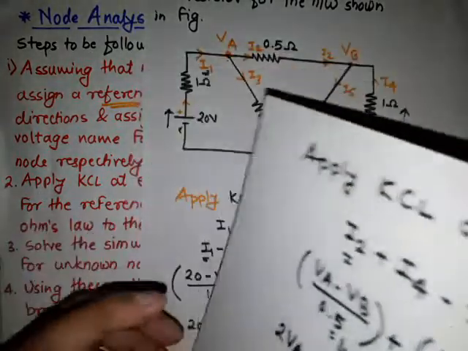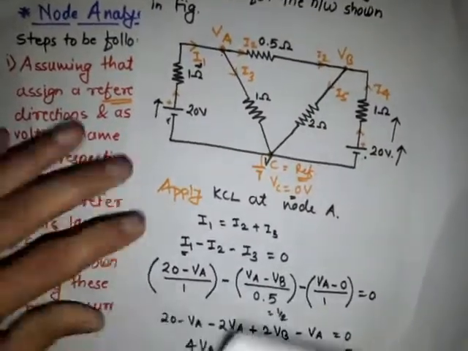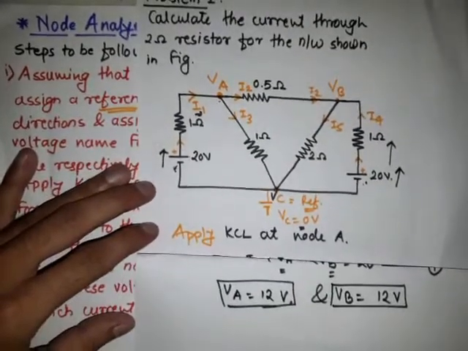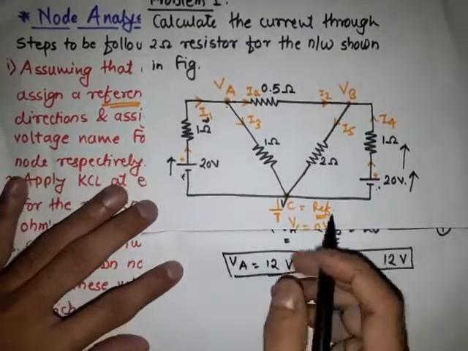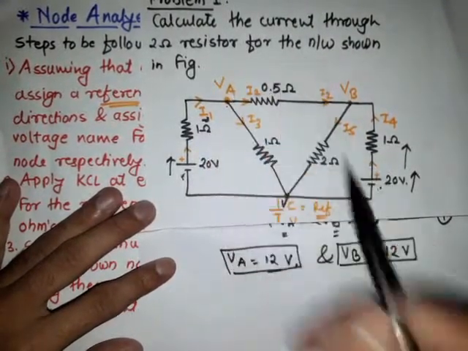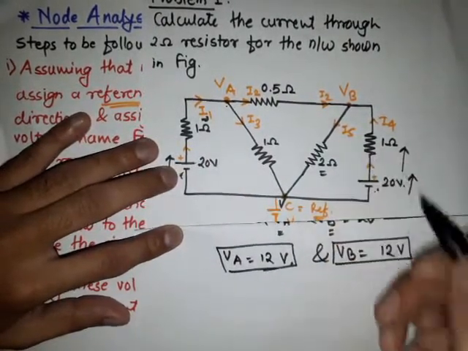So similarly, suppose we have to find the current through the resistor in the problem which we have seen. The question for this circuit is: calculate the current through the 2 ohm resistor for the network shown. The 2 ohm resistor is here, so we have to find the current I5.